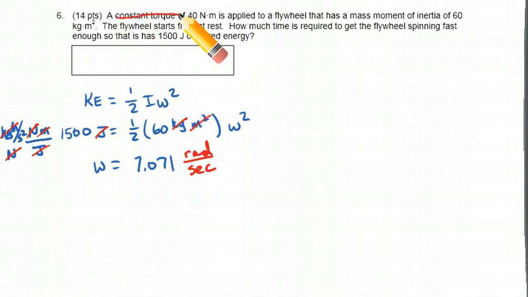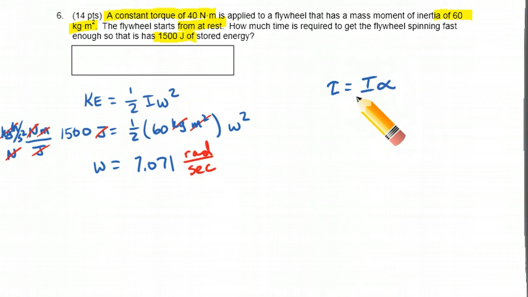We're given a constant torque of 40 Newton meters. There's that mass moment of inertia we had before. It starts from rest, and we've already used our 1500 joules. So this constant torque is going to let us relate the torque, I, and alpha. It's accelerating, going from rest and spinning up to this speed. So this determines how fast it accelerates, and thus how much time it takes.